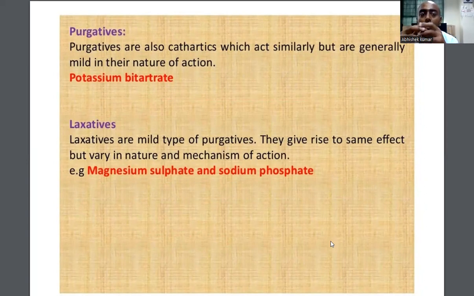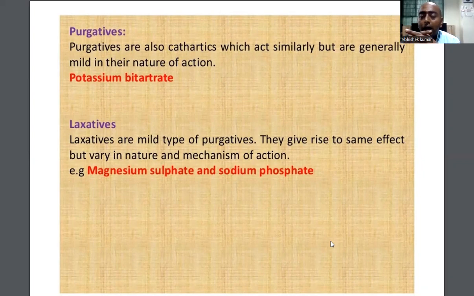Purgative is also a type of cathartic which acts similarly and is mild in its action. There is very little difference between cathartics and purgatives. They work similarly, so for constipation we can prescribe these also. Potassium tartrate is a salt used as a purgative.